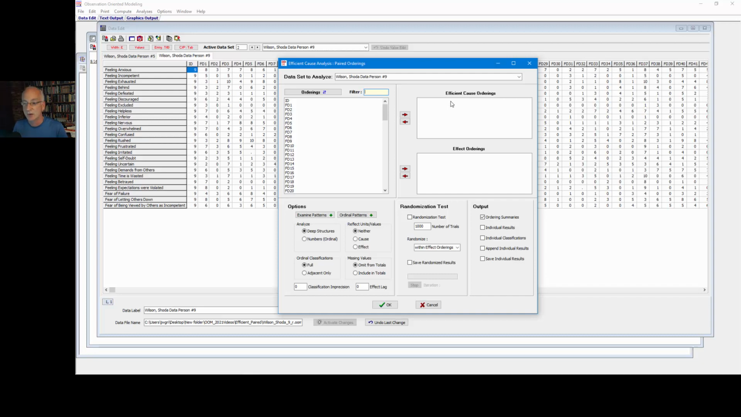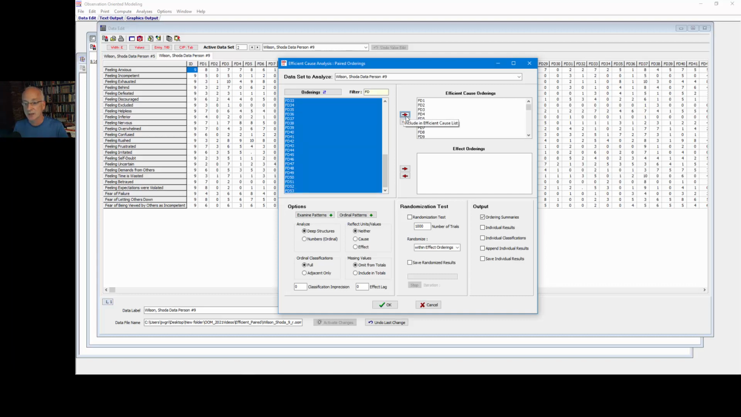What we need to do is move over our efficient cause orderings, and then move over the effect orderings. I'm going to use this filter to filter out anything that doesn't have an FD in it. Now I only have FD orderings here, so I'm going to scroll down, collect them all, and then move them over. The feelings are considered to be the potential causes of the stress. Now I'm going to filter out everything else except SD, and then move the SD, the stresses, over as the effect. So now I have it set up.